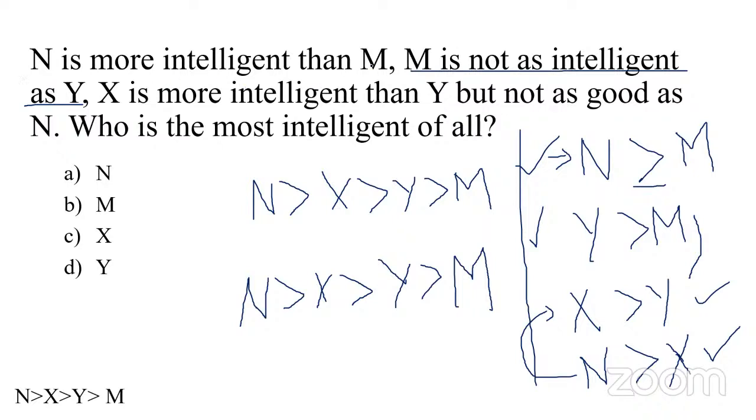So N is more intelligent than M. M is not as intelligent as Y. X is more intelligent than Y, but not as good as N. For reading the statements themselves, we will get the answer, but if you want to find the least intelligent person, you must arrange them in order. Everyone is intelligent, but some are comparatively less. Is this clear for everyone?